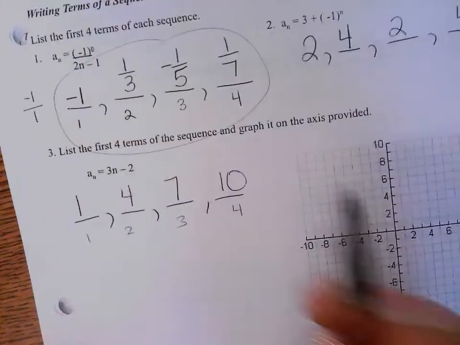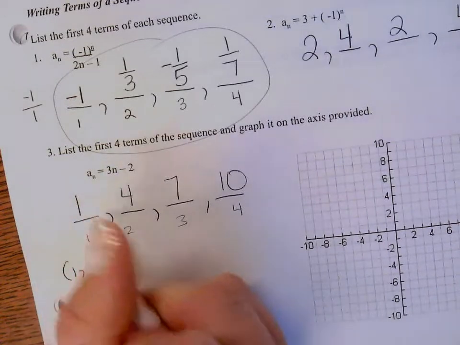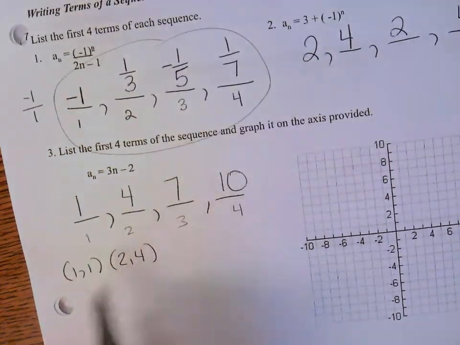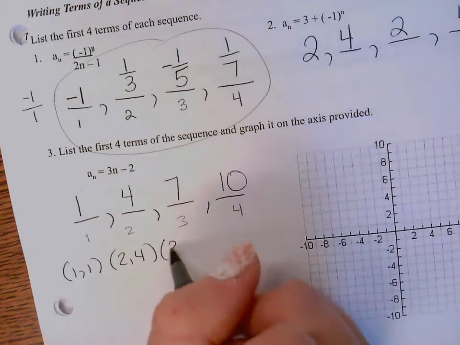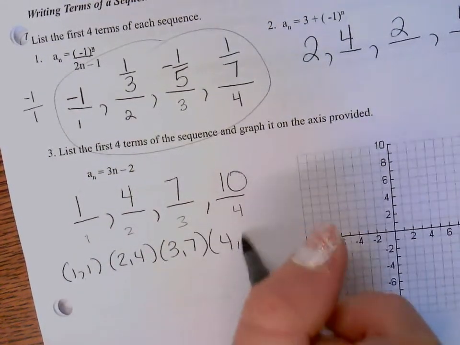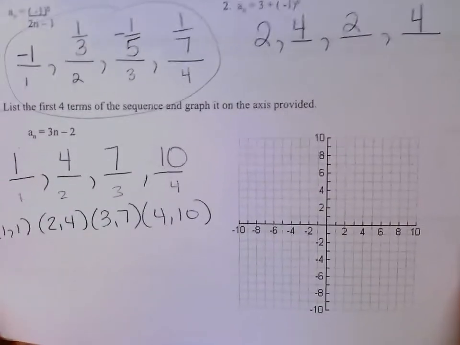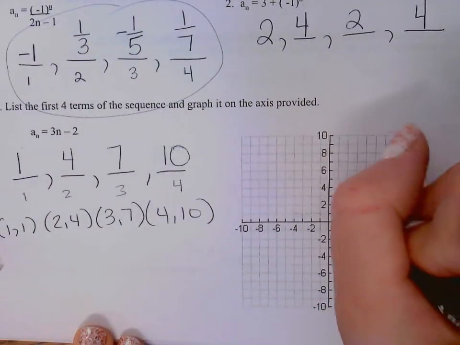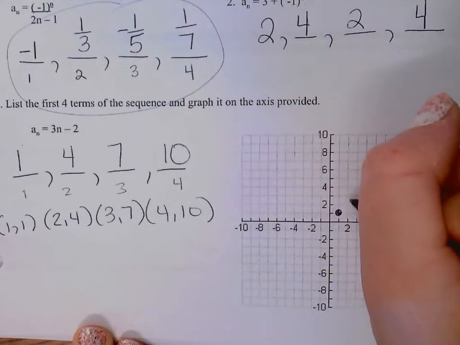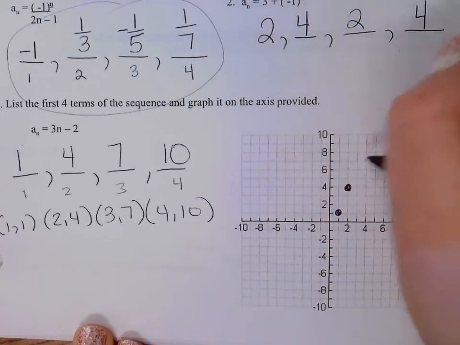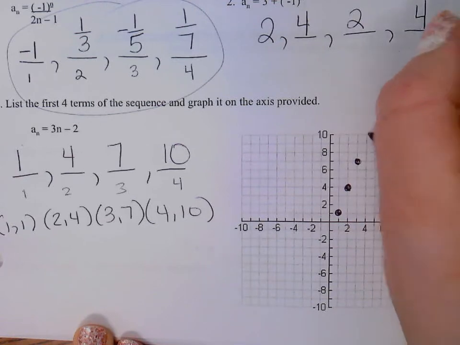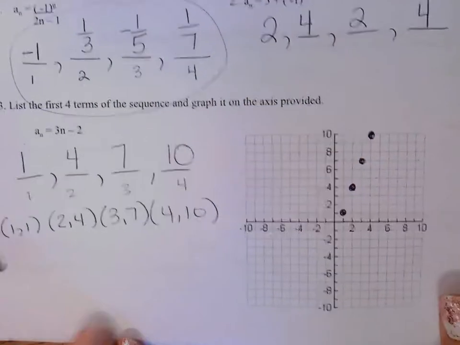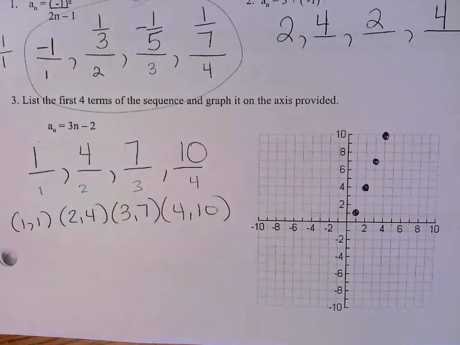So you're going to plot the point (1, 1), because that's your x value and your y value, (2, 4), (3, 7), and (4, 10) on your axis, but you're not going to connect the points. So (1, 1), (2, 4), (3, 7), and (4, 10). You can see that it's a linear function, but it's a linear sequence. So we're just not going to connect the points.